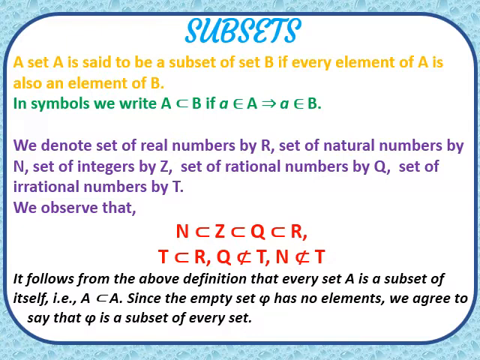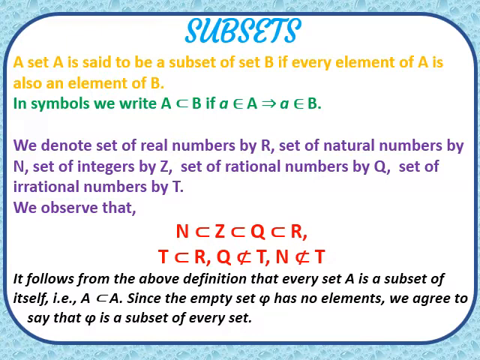Now we denote the set of real numbers by R. I explained you in the previous video. The set of natural numbers by N, the set of integers by Z, the set of rational numbers by Q, the set of irrational numbers by T.